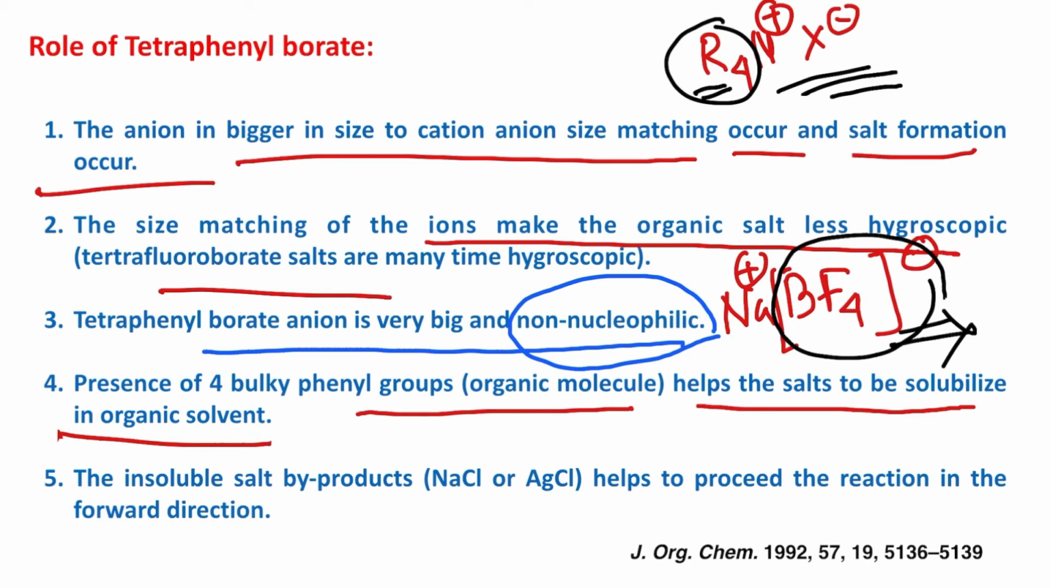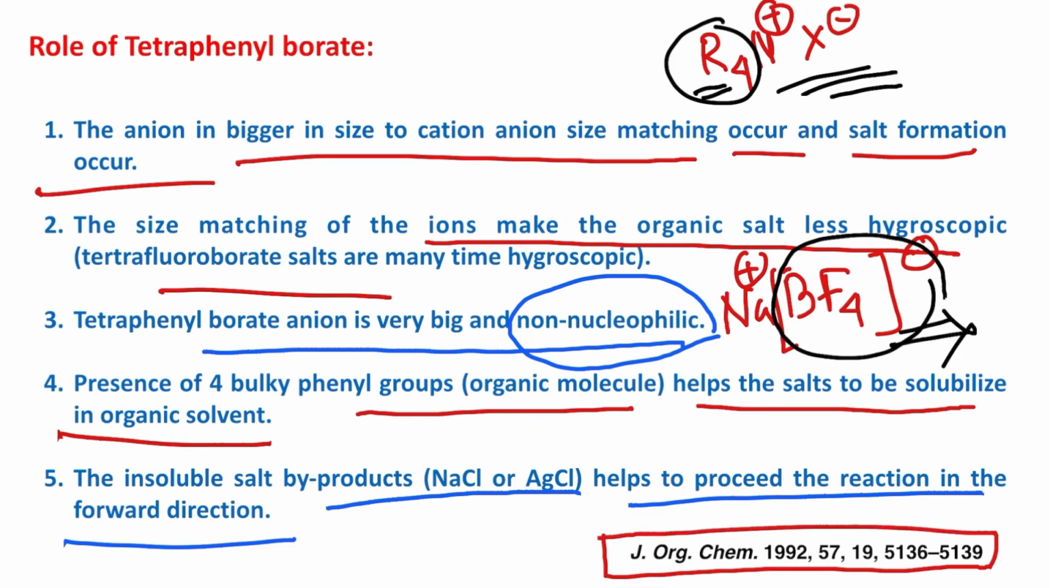And the last thing, the insoluble salt byproduct, that is sodium chloride or silver chloride, helps to drive the reaction in the forward direction, since they precipitate out, so the equilibrium is forced towards the forward side. Okay, and for this discussion you can visit the reference for better understanding.